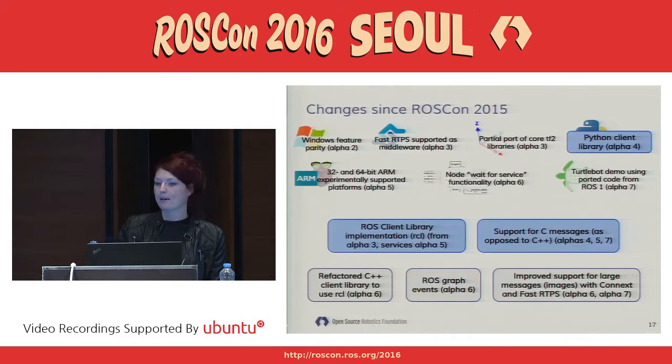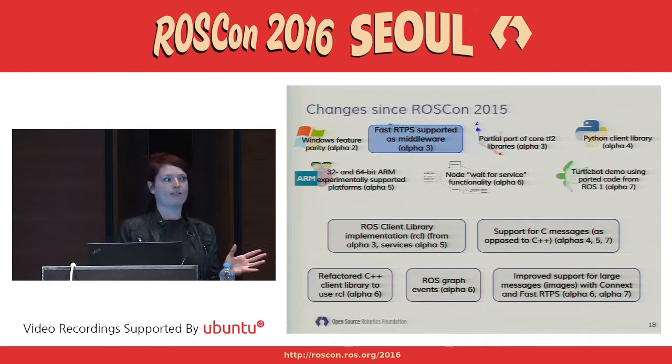Similarly, the Python client library, to make those changes, required a lot of reshuffling underneath the surface that we'll go into more details about later. For now, we're going to focus on adding FastRTPS as one of our supported middlewares and the work that was involved in that.